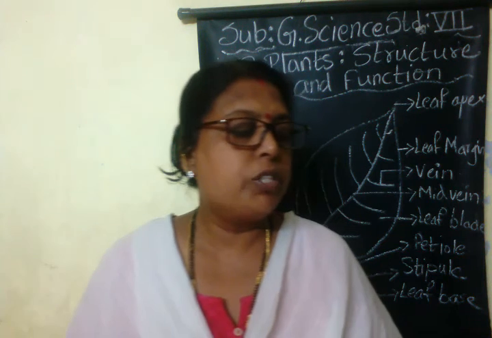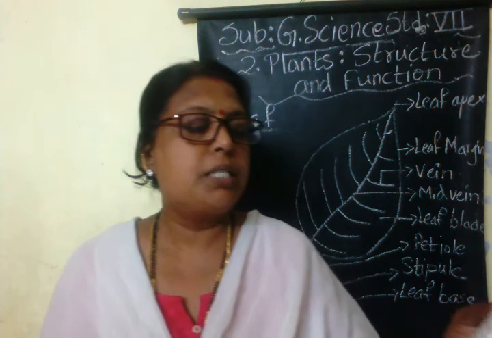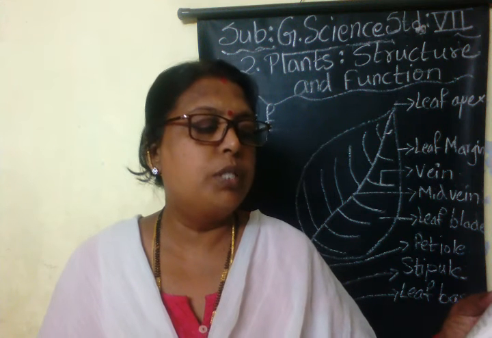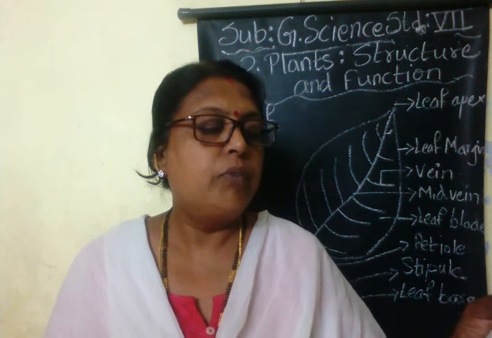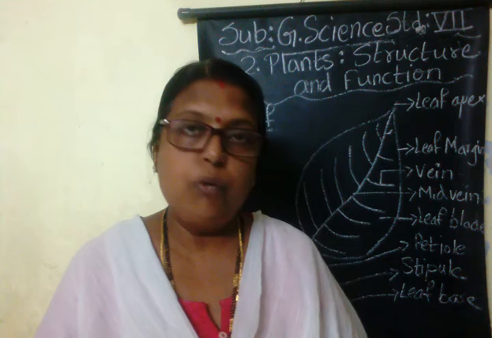After maturity, anther bursts and the pollen grains which are released fall on the stigma. This process is called pollination. Due to pollination, ovules in the ovary get fertilized. Fertilized ovules form the seed and the ovary develops into a fruit.